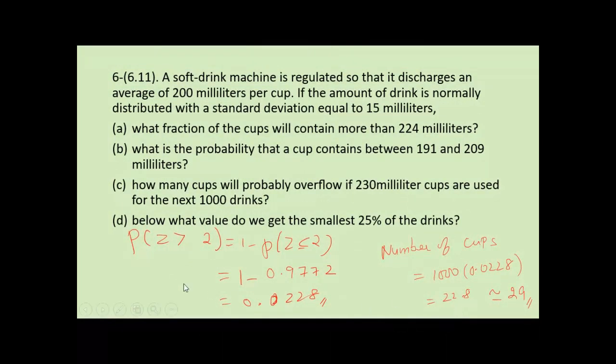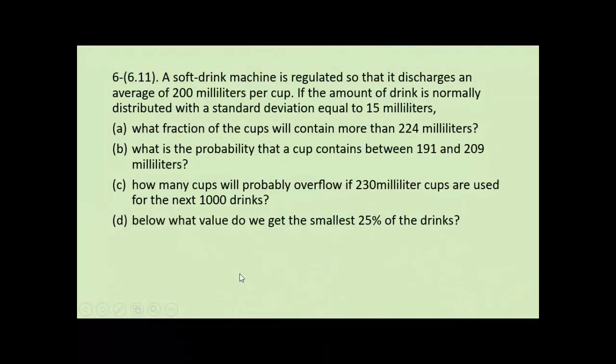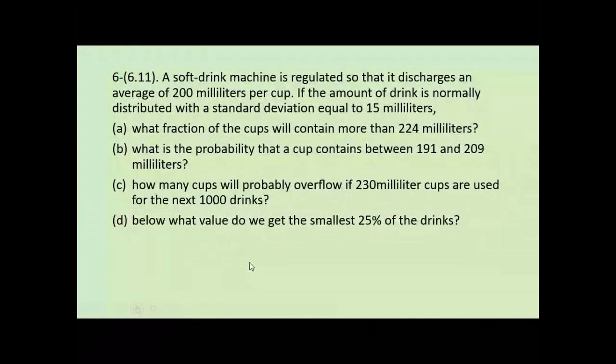The last case is D. Below what value do we get the smallest 25% of the rings? Below what value? We want the x value, isn't it? There will be some x for which the area lying left side of it is 25%. Below what value?